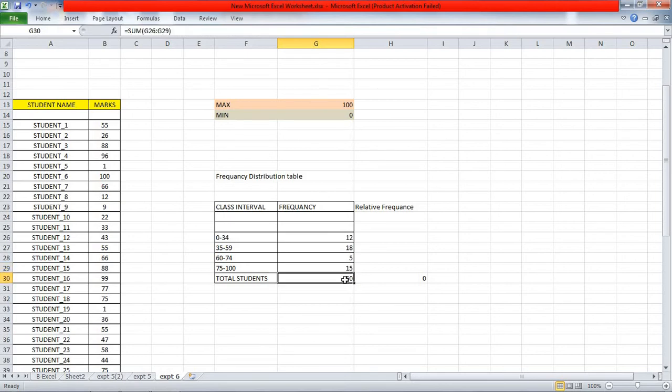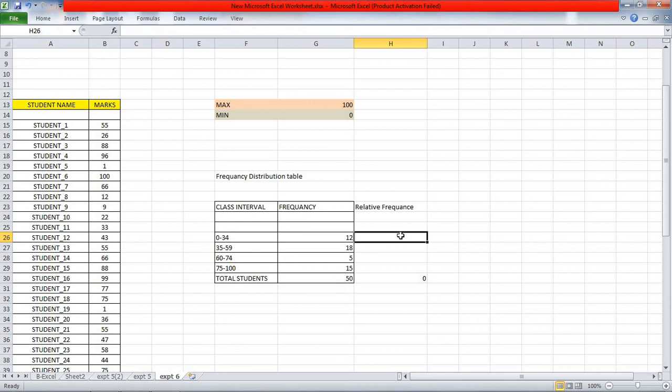Here I am going to add all the frequencies. Here I got 50, so this 50 represents that we have analyzed 50 data, or 50 students. Now I am going to find the relative frequency. I already told you, it is the ratio between the frequency and the total number of frequency.